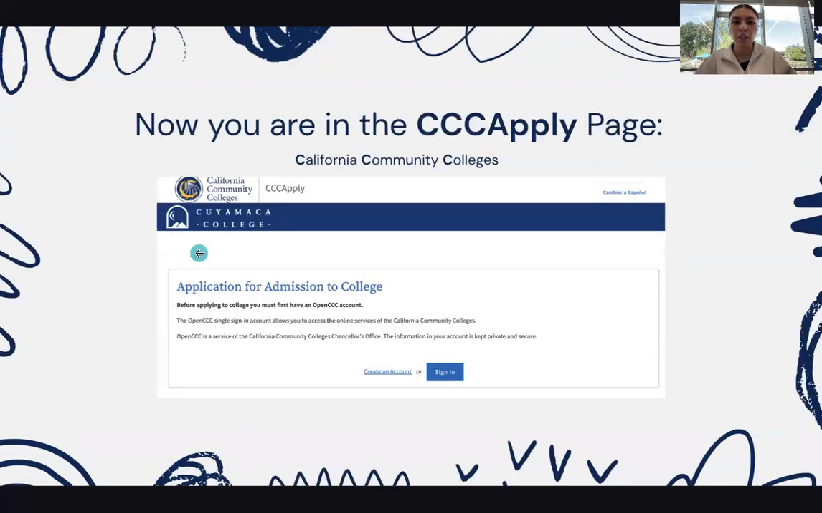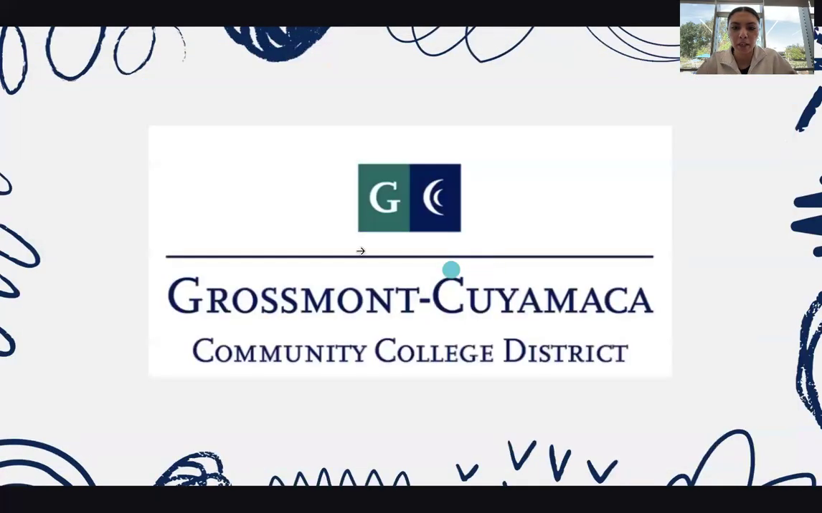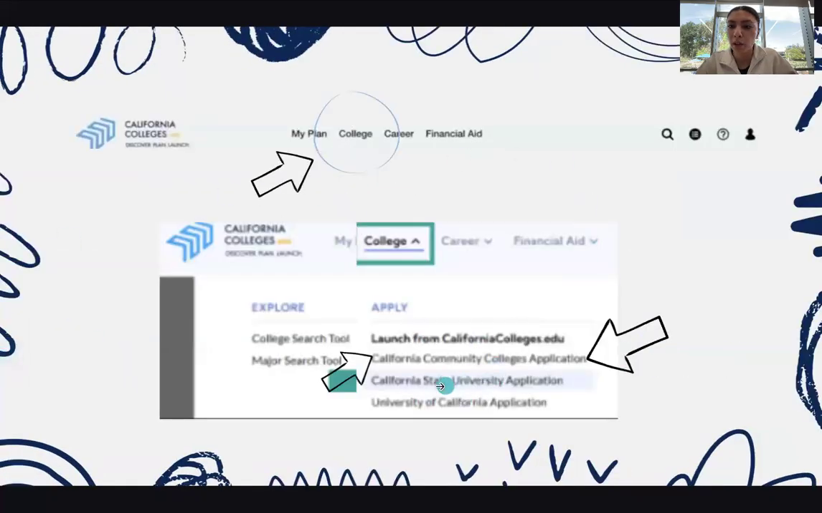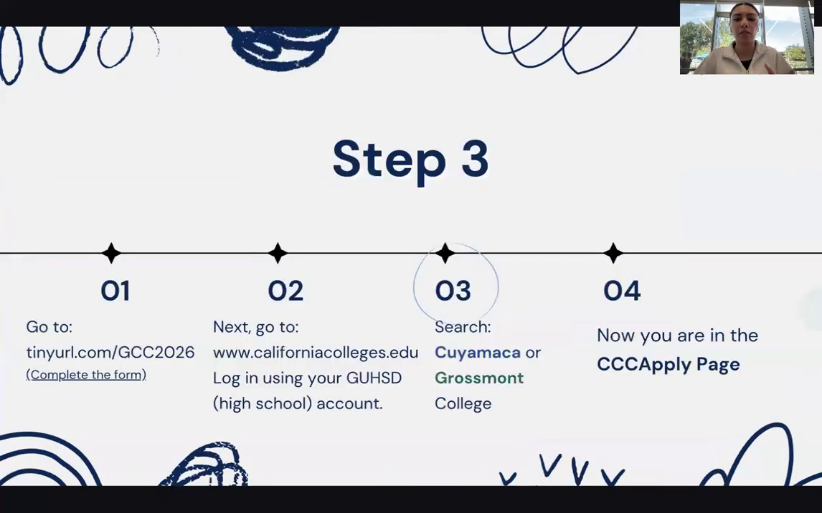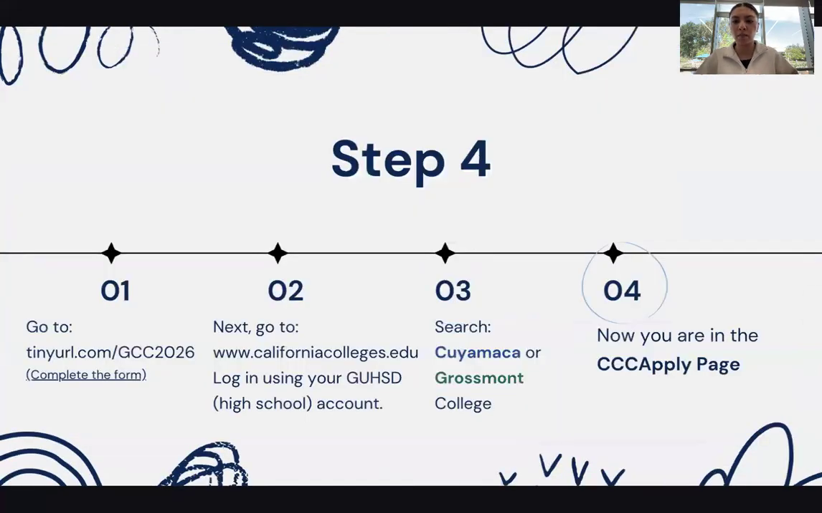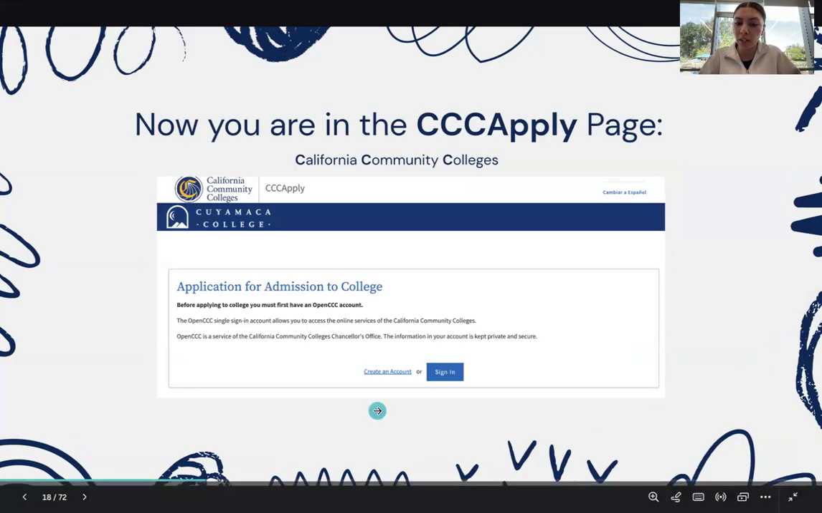So this is the CCC apply. So after you choose your college over here, back here, after you click on one of these, it's going to ask you to search up the college that you want to apply to. So you're going to put either Cuyamaca or Grossmont into that search box. You click on the one that you want. After you click on the college that you prefer, it's going to take you to this. This is called Open or CCC Apply. This is where you're going to either create an account or sign in.